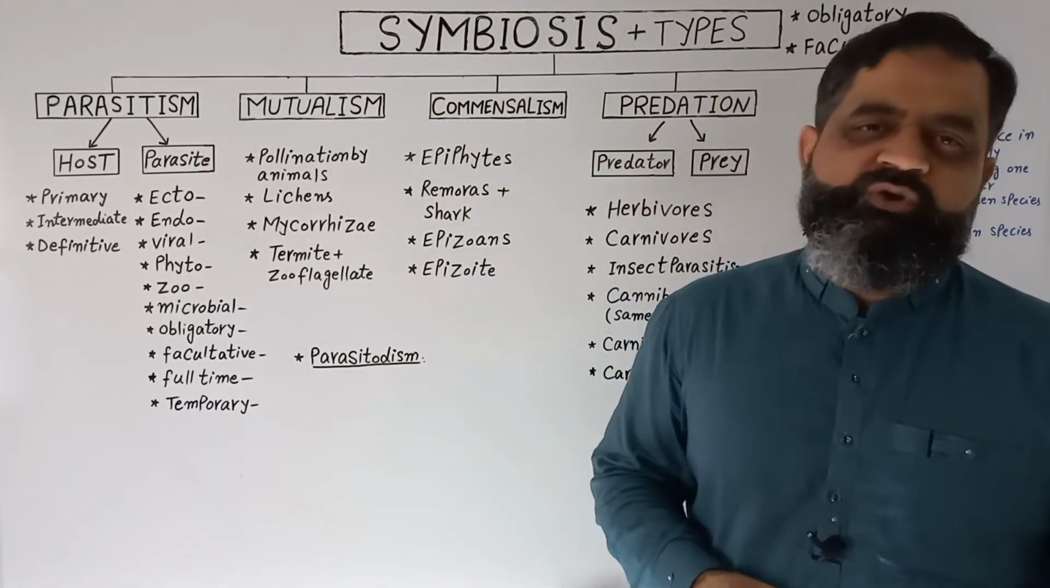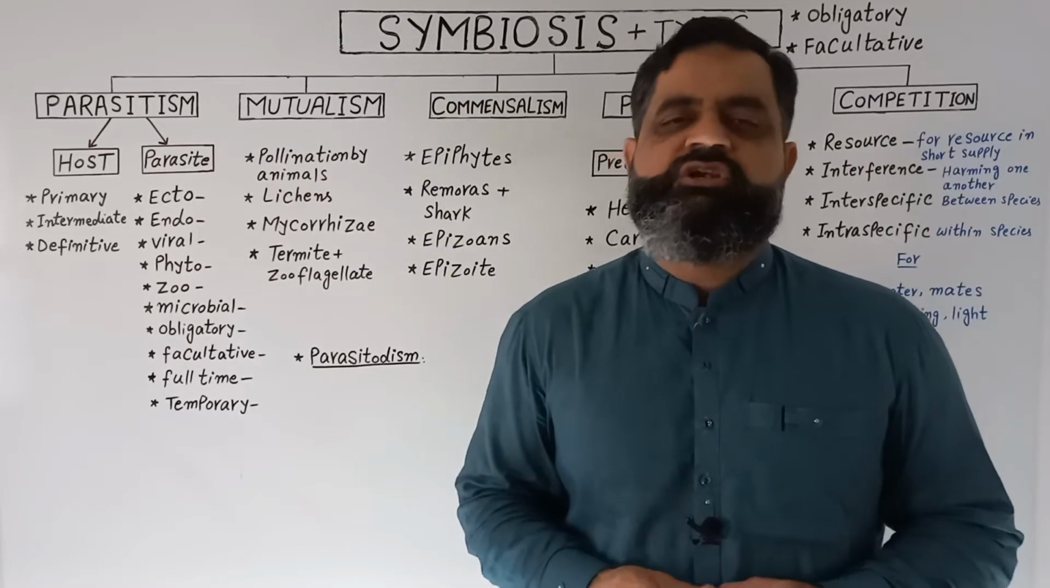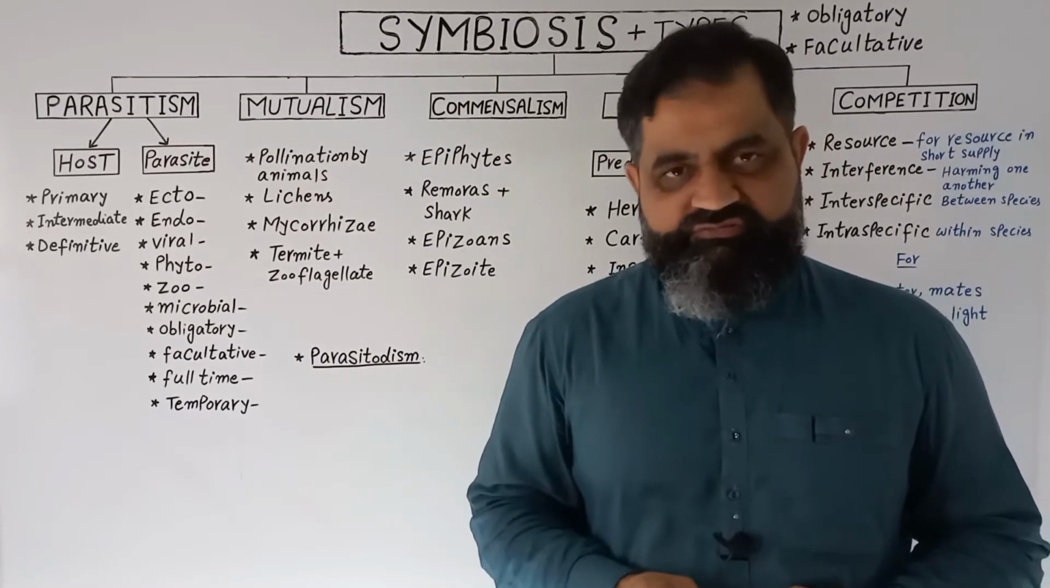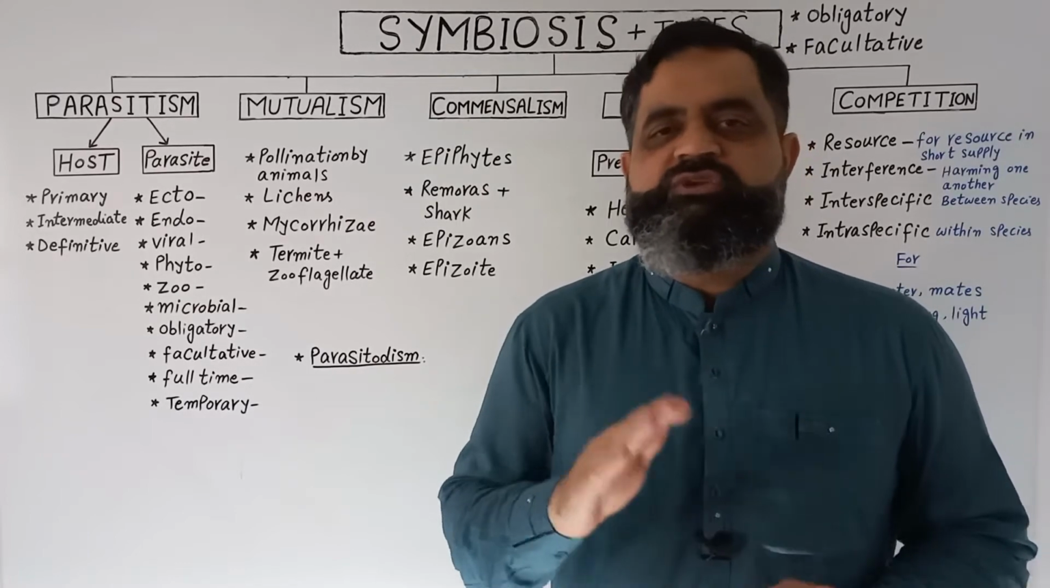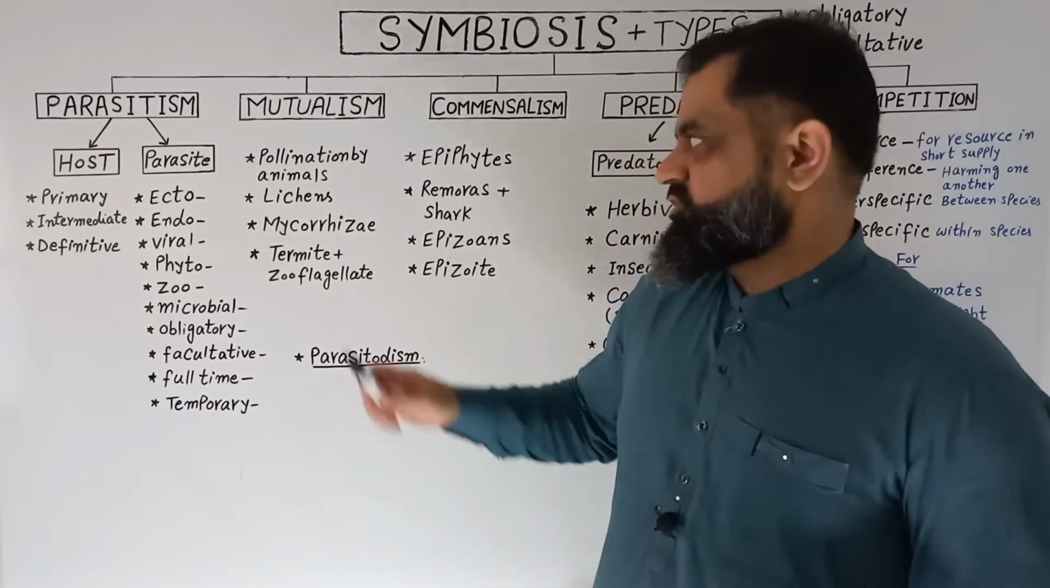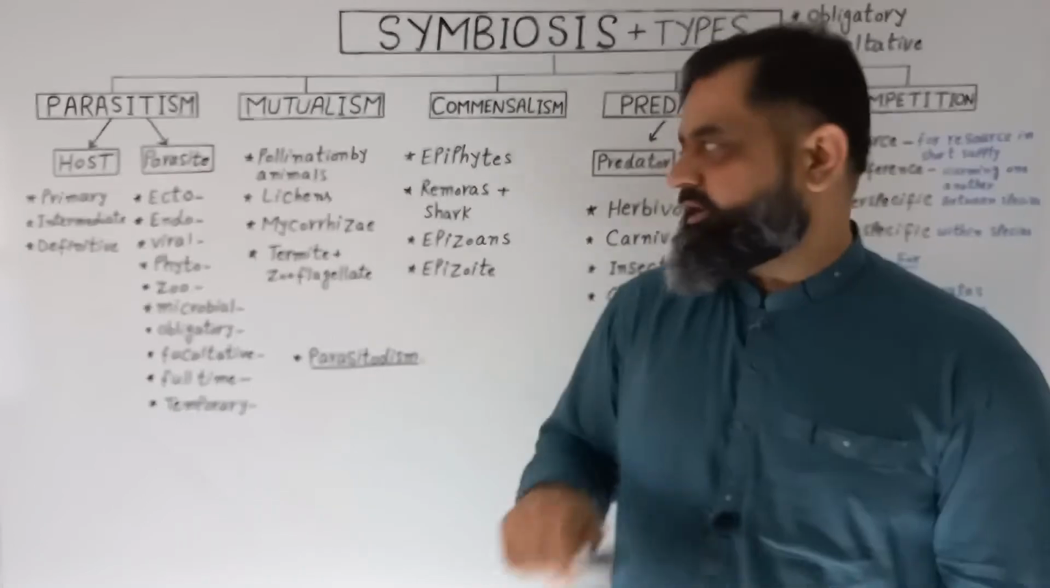Lichen is an association between fungus and algae, in which the algae prepare food for the fungus, while the fungus protects the algal partner. In this way they live together, and this relationship is known as lichen, as you already know that.